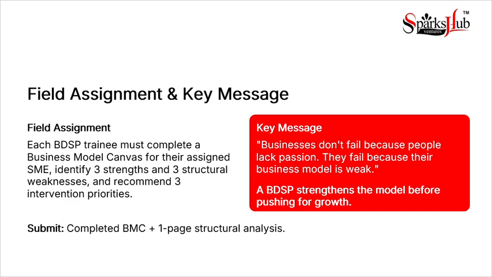So this assignment is what you would also do for the 3 identified small businesses that you have started working with. Complete a business model canvas for your assigned SME, identify 3 strengths and 3 structural weaknesses, and recommend 3 intervention priorities. So the key message here is that businesses don't fail because people lack passion. They fail because their business model is weak. So as a BDSP, you help to strengthen the model before pushing for growth.